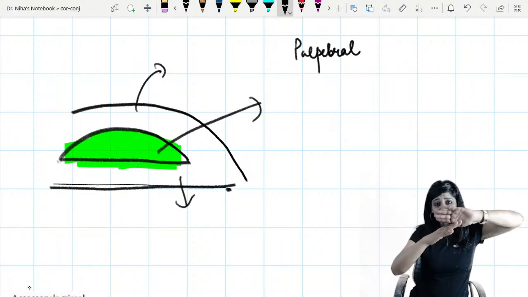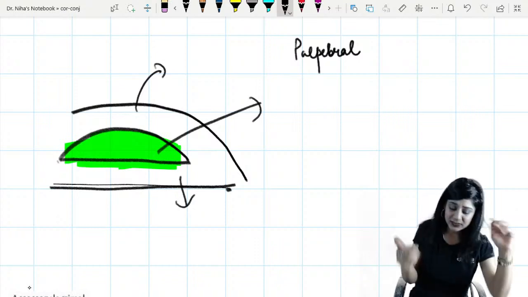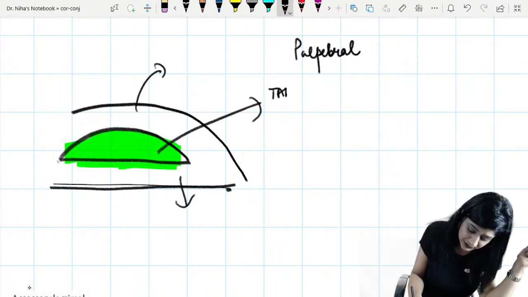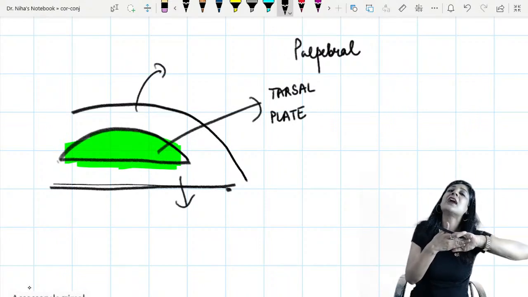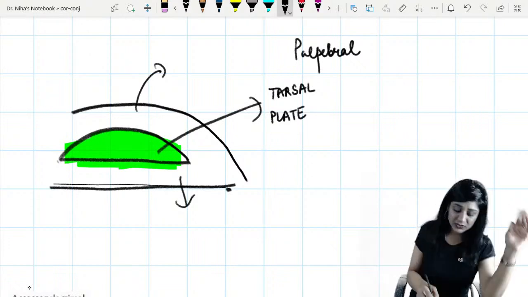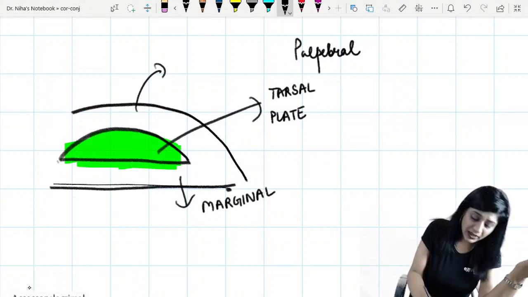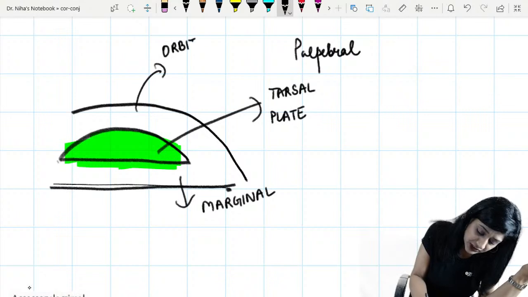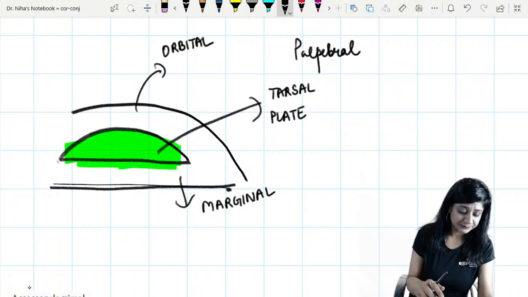So when you evert the eyelid, there is a plate in this eyelid. This plate is called the tarsal plate. So the conjunctiva which is lying over this tarsal plate will be your tarsal conjunctiva. The one which is lying at the margins will be called the marginal conjunctiva, and the one which is going backward will be your orbital conjunctiva. So basically we have got the 3 types of conjunctiva.